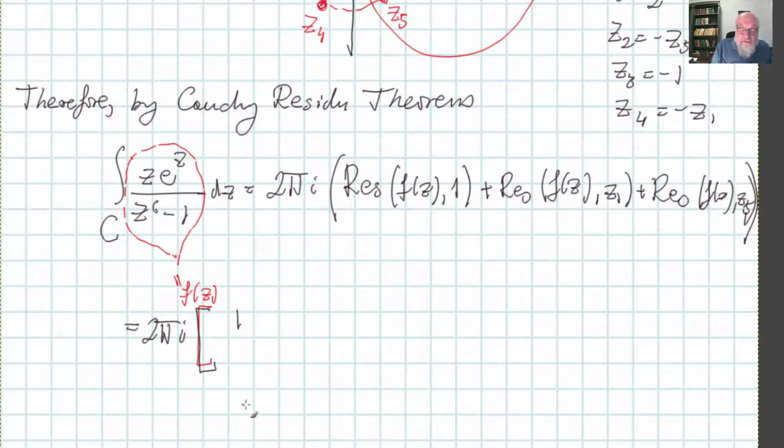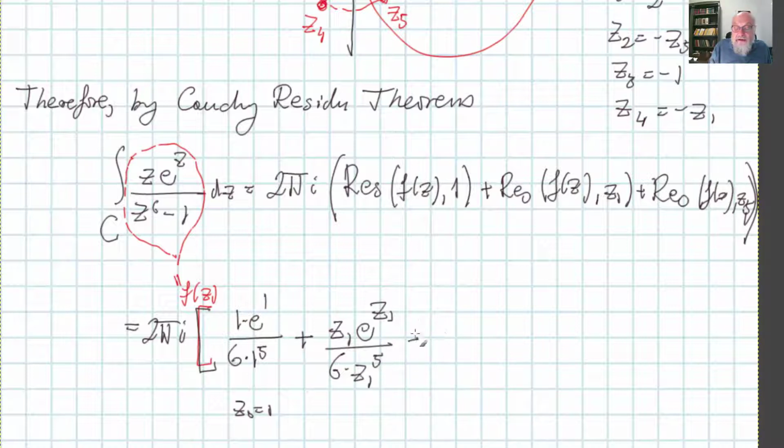Bracket, and this will be 1. So this is Z0 equal to 1 times e to 1. And then I have here the derivative. So this is 6 times 1 to the power 5. And this is plus, and then you take Z1, and this is e to the power Z1, and this is 6 times Z1 to the power 5. Plus Z5, e to the power Z5, and this one is 6 times Z5 to the power 5.